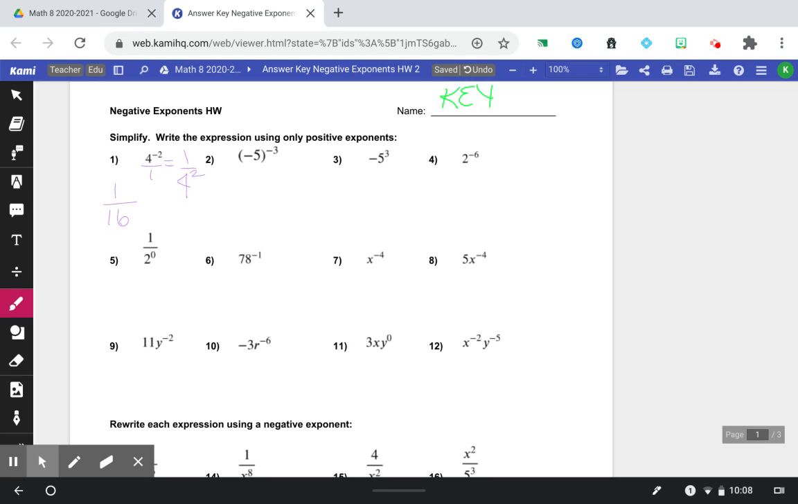All right, negative 5 to the negative third, put it over 1. I'm going to flip it to the positive third exponent, and I can leave it like that, or negative 5 to the third exponent. You can multiply that one out easily. You're going to get negative 125.